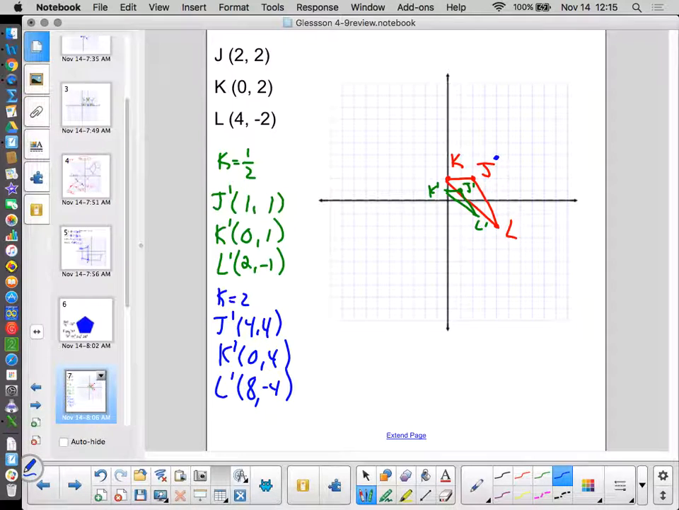Which is that? J primed. K primed is at 0, 4. And L primed is at 8, negative 4. Okay? And it's pretty clear to see that they're the same shape, just enlarged and reduced. So doing it coordinate-wise is super simple. Then you just got a graph.